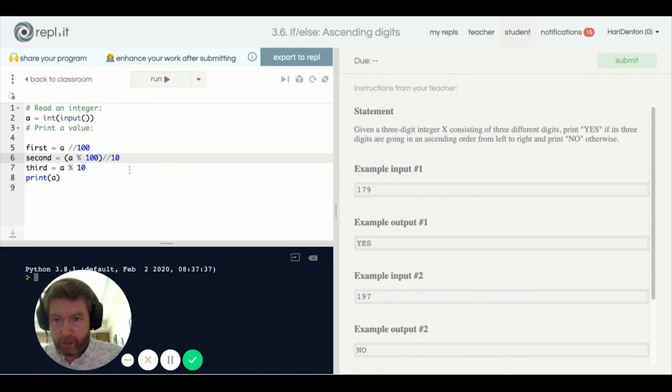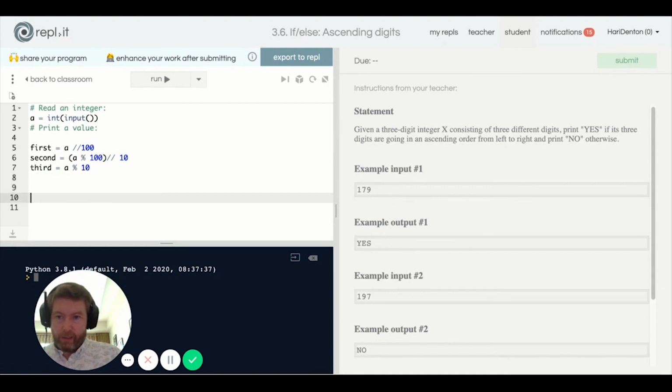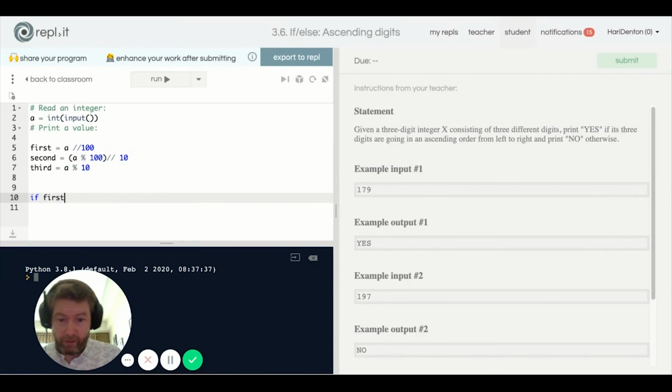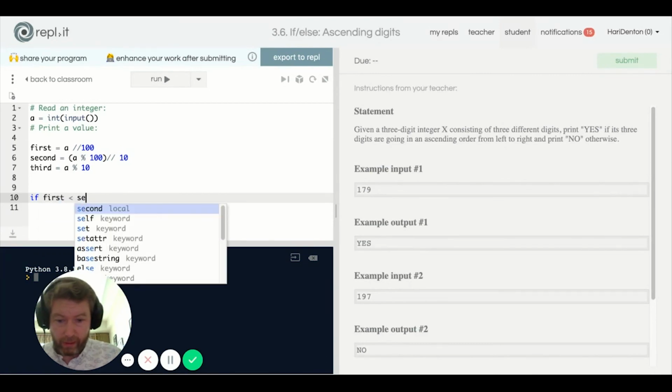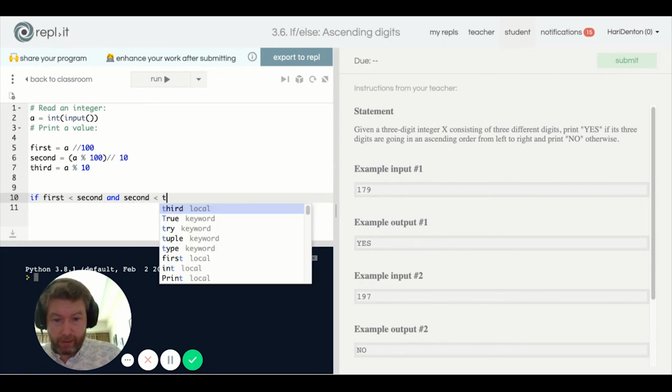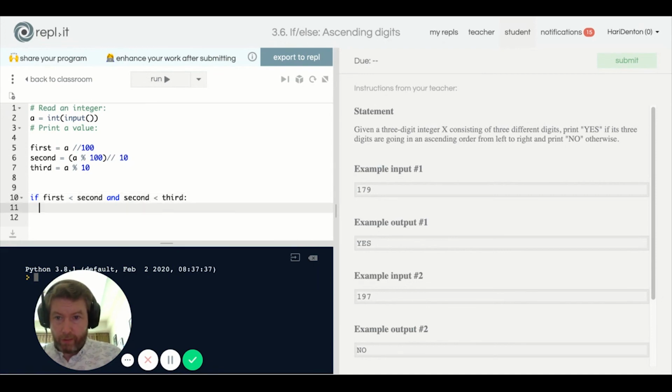So if first is less than second, and second is less than third, print yes. Is that right? Else print no.